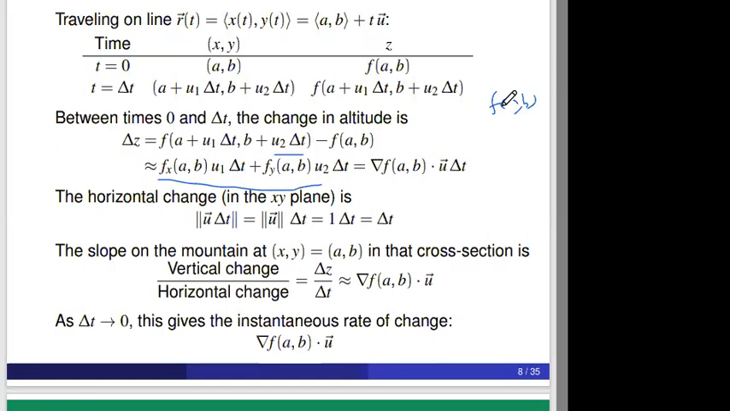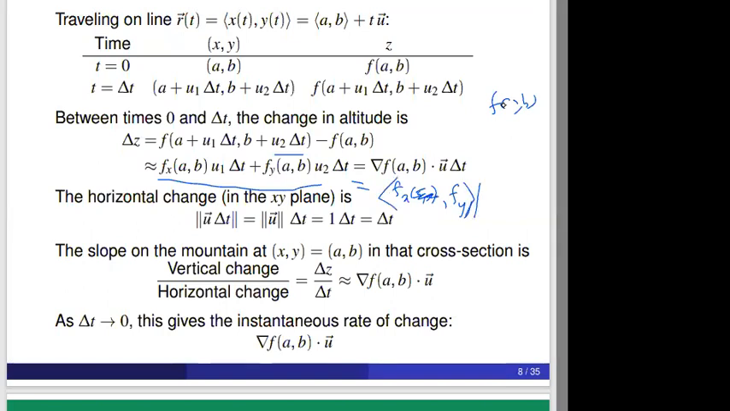So this can be written in this way: the partial derivative f_x evaluated at (a, b), and the partial derivative with respect to y. I will write this as a vector.